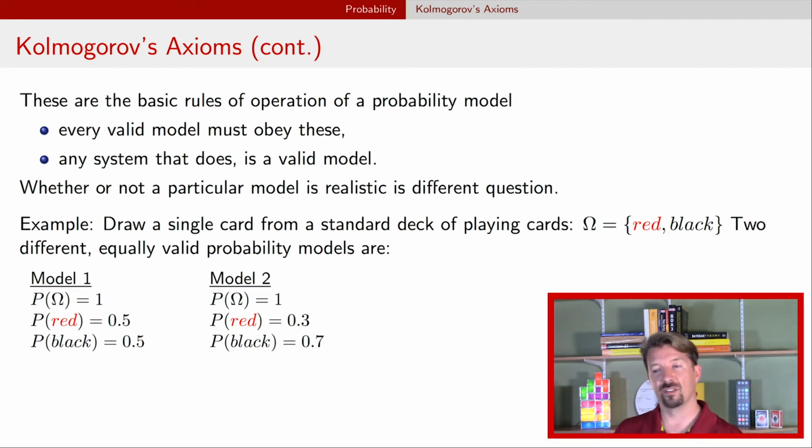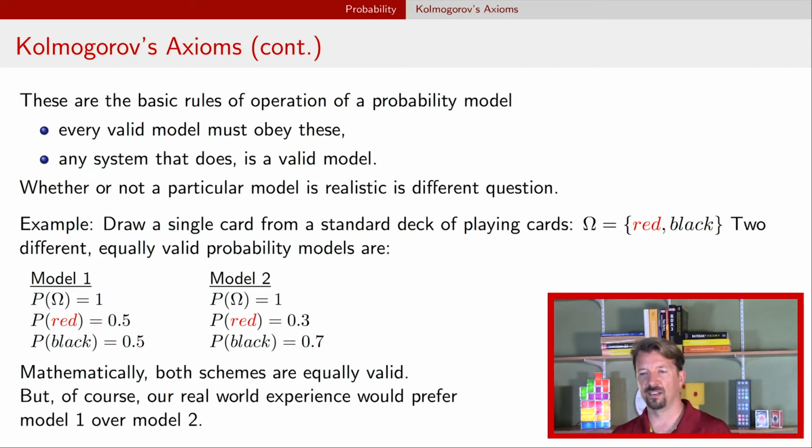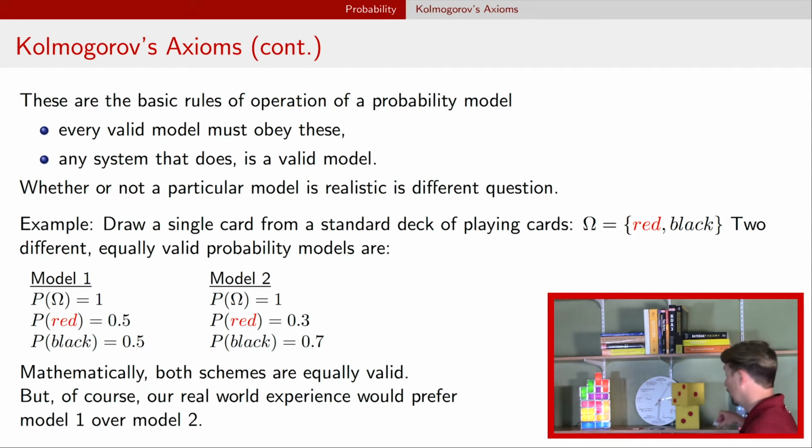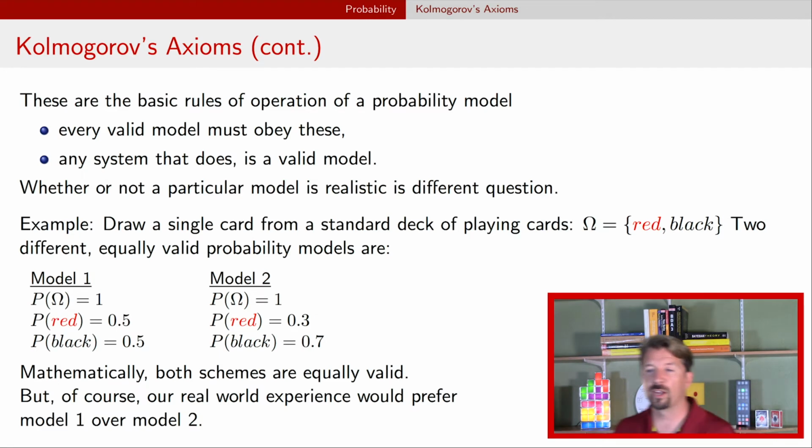But I want to comment now that both of these models are equally valid probability models under Kolmogorov's axioms. The axioms say nothing about whether a model is realistic for the real world. But again, for this example, I think we would all say that model 1 is more realistic for a normal deck of cards. Okay, all right.